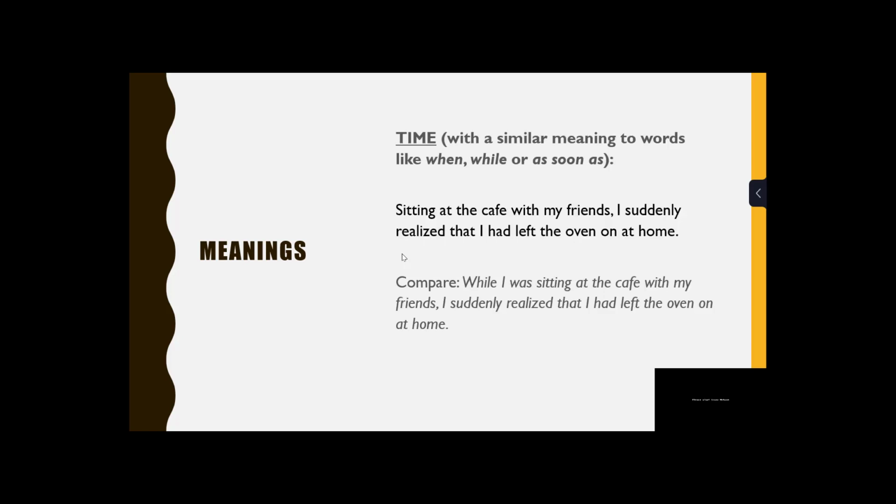Okay, time, with a similar meaning to words like when, while, or as soon as. Like this: Sitting at the cafe with my friends, I suddenly realized that I had left the oven on at home. But the normal sentence, a person will say this: While I was sitting at the cafe with my friends, I suddenly realized that I had left the oven on at home. So I make it short, saying "sitting at the cafe with my friends". It is implicit that you're talking about yourself.